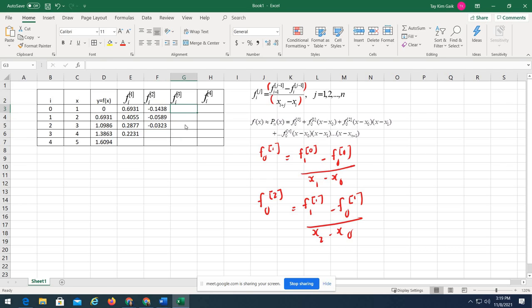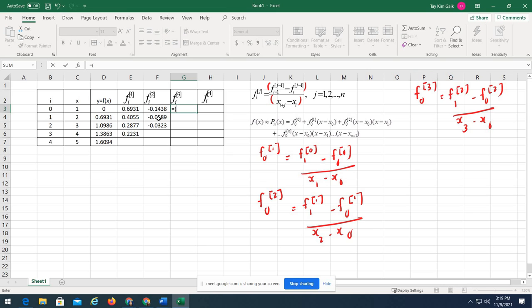Okay, so done. Then you go to calculate F0 at level 3. It will be F1 at level 2 minus F0 at level 2, divided by 0 plus 3, which is x3 minus x naught. Then just click on the corresponding cells: the bottom minus the top, divided by F03's x number 3 minus x naught. Enter.